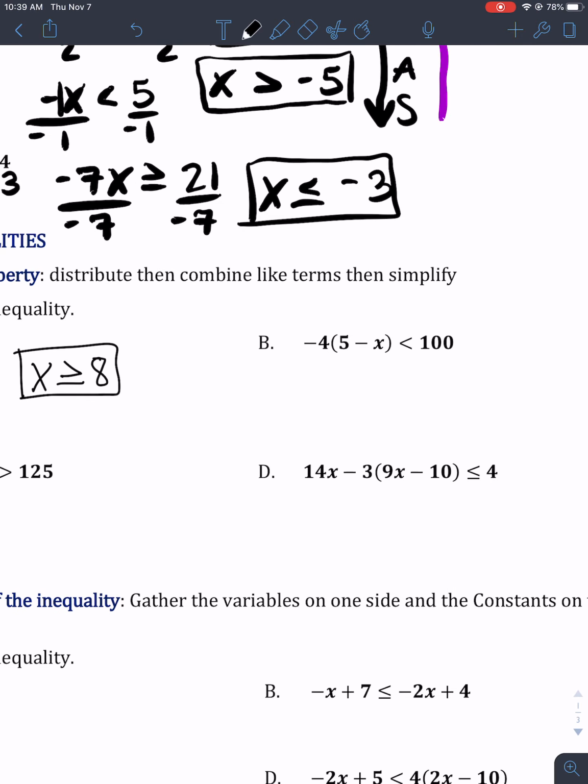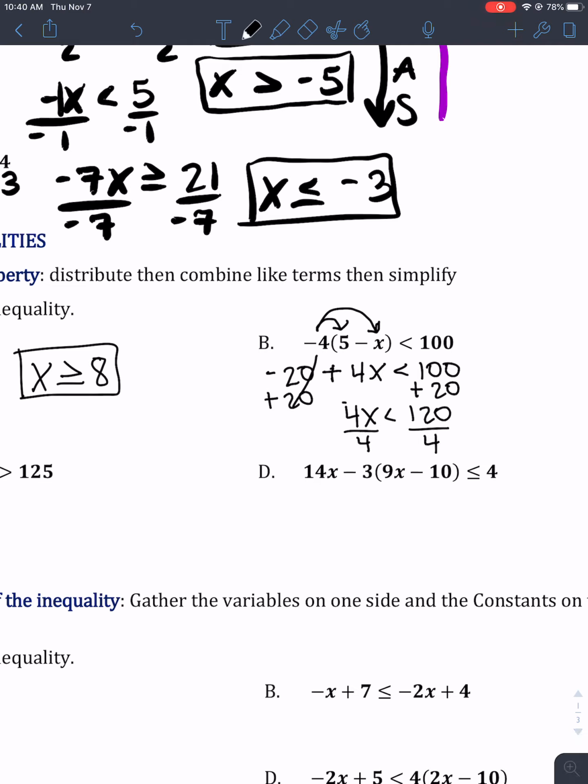So now let's do B. So I'm going to take negative 4 and multiply it by 5 and get negative 20. And then I'm going to take negative 4 and multiply it by negative x. And a negative times a negative is a positive. So I have 4x less than 100. So now I have negative 20 plus 4x is less than 100. So I'm going to add 20. So I have 4x less than 120, and I need to divide by 4 now. So x is less than 30. So that is my solution.